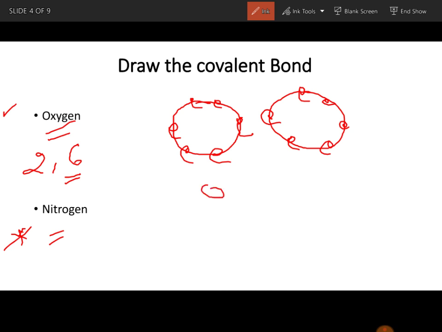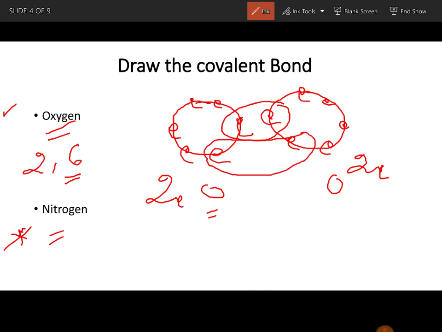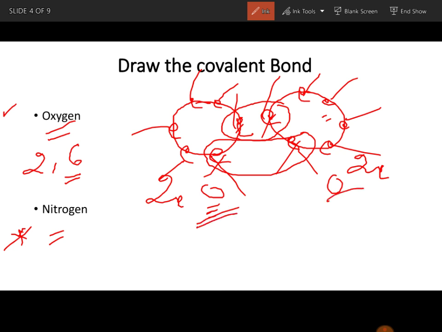Now you tell me, this oxygen needs to complete its octet. So it has a 2 electron shortage, and this oxygen also has a 2 electron shortage. So the transferring situation is not possible here. What you can do is fulfill this by sharing electrons. See, these 2 electrons are shared. In the same way, these 2 electrons are also shared. Now if you count for this oxygen, it is 1, 2, 3, 4, 5, 6, 7 and 8 electrons. Octet complete. In the same way for this side, 1, 2, 3, 4, 5, 6, 7, 8. So this oxygen also becomes stable.